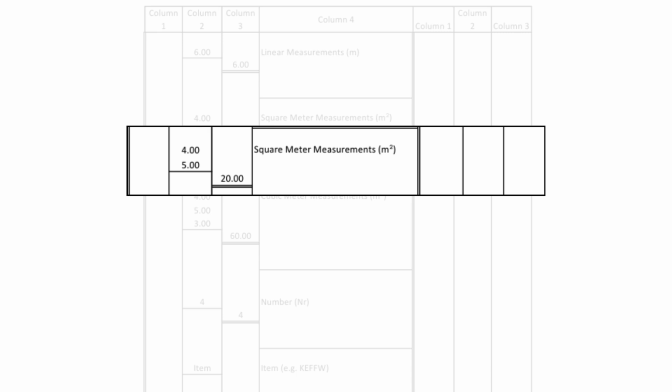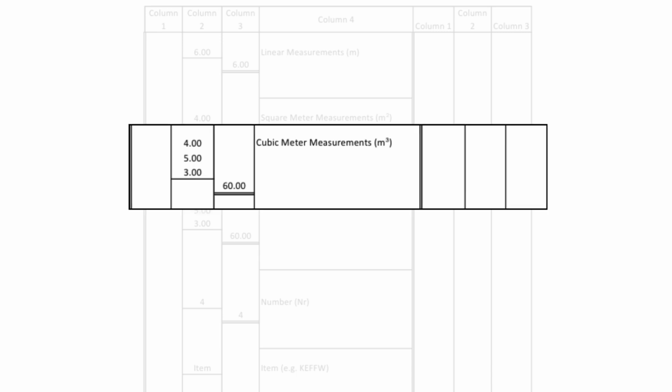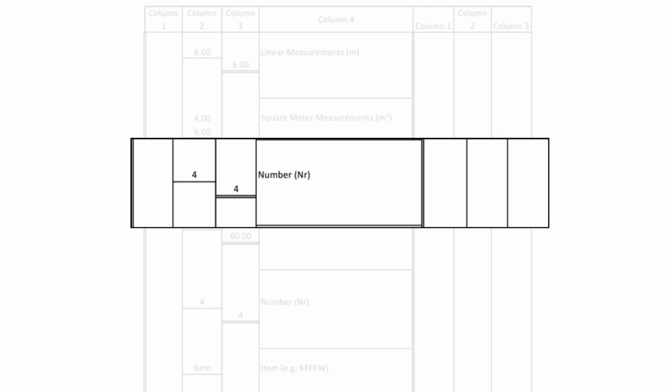So we will have 2 dimensions in our dimension column, right? And then when we square that, it gives us a product of 20. We also have items that are measured in cubic meters, and these include excavations, concrete, or backfilling, right? So you'll enter 3 dimensions in your dimension column. And then the next example there is number. This is used when you are measuring your windows and your doors or sanitary fittings.